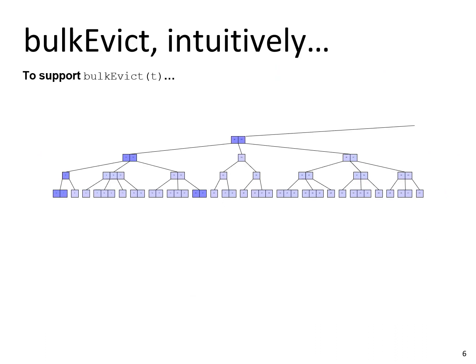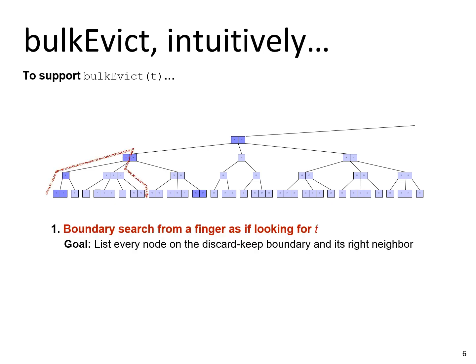Here's the intuition behind the bulk evict algorithm. The first step of bulk evict is to conduct a boundary search that starts at the leftmost leaf, traverses up the spine, and then down to find where the eviction needs to happen. And along the way, it also enumerates the nodes on the path from the spine to the eviction point.